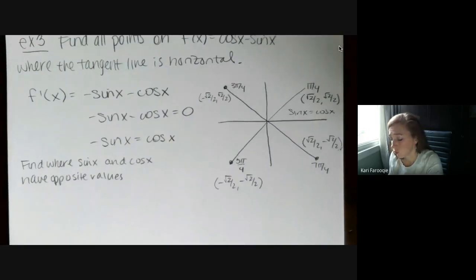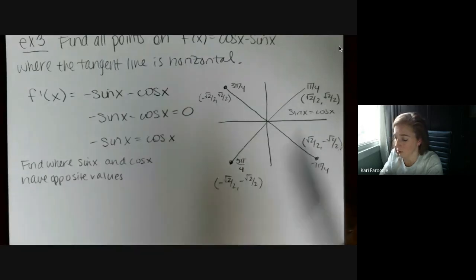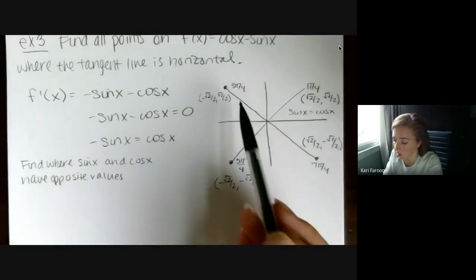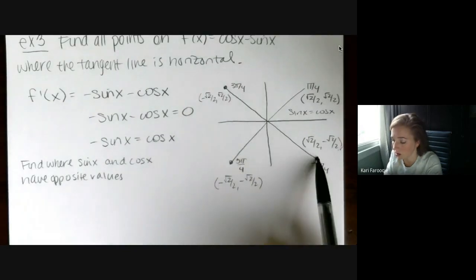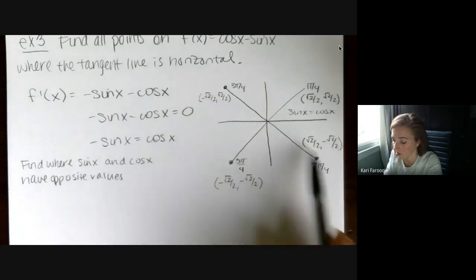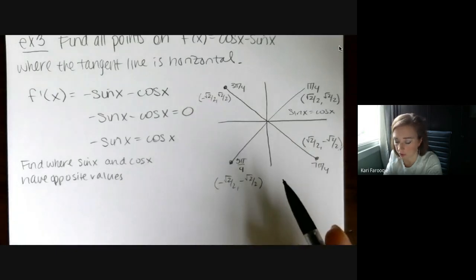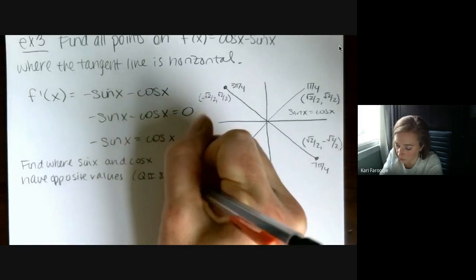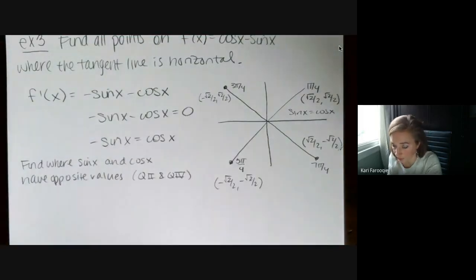So if the equation was instead sine x equals cosine x, then you'd be looking at places where they have the same exact value, and that would be quadrants 1 and 3. In our case, we're talking about quadrants 2 and 4, because in quadrant 2, they have opposite signs, and in quadrant 4, they have opposite signs. So this is going to be quadrants 2 and 4.